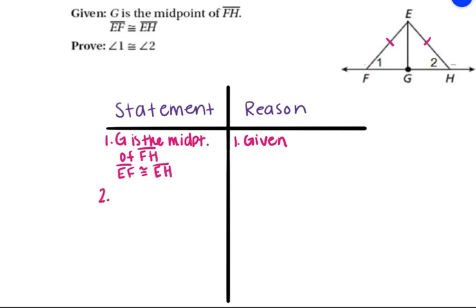It also says G is the midpoint of FH. Well, what does a midpoint mean? It means it cuts that side in complete half, directly in the middle. So if G is the very midpoint of FH, then that means FG is the same as GH because G is in the middle. So FG and GH are congruent. And that is by definition of midpoint.